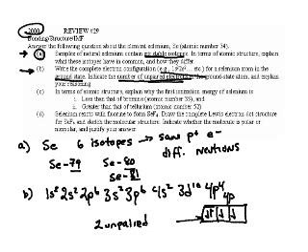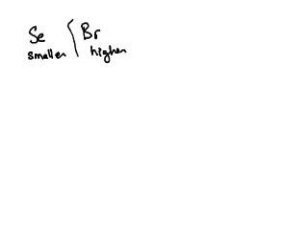Pretty easy question, right? Question C, in terms of atomic structure, explain why the first ionization energy of selenium is less than that of bromine. Okay, so you've got selenium and bromine, and this one is smaller, right? And this is higher. What does that mean? Why does bromine have a higher ionization energy than selenium?